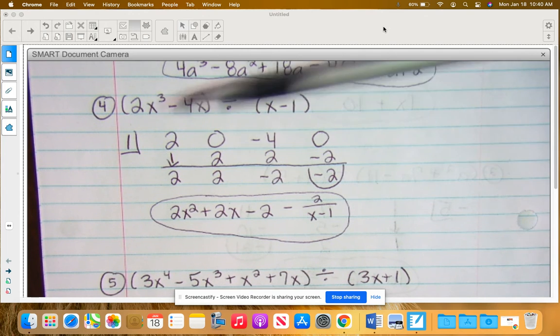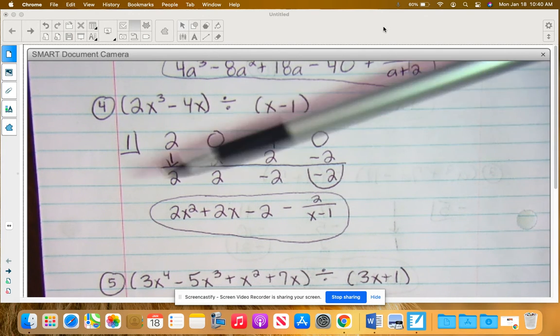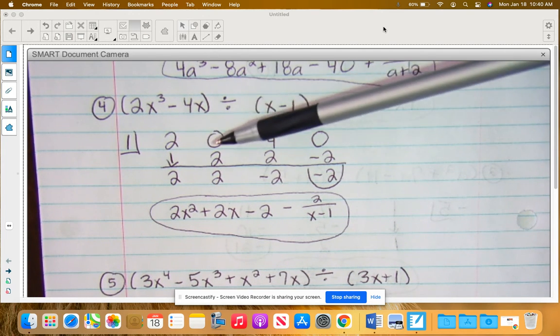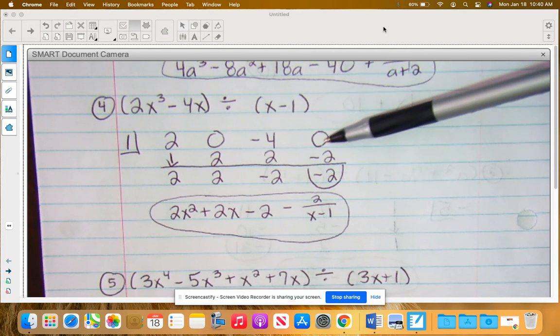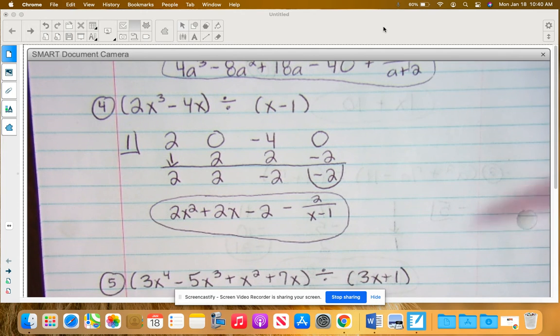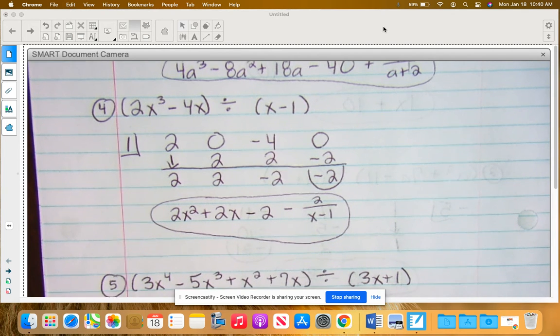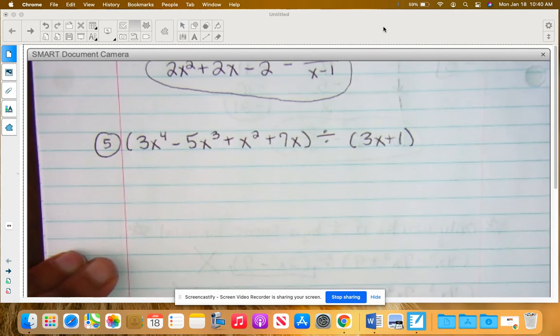1 goes in the box. You line up your coefficients. This is x to the third, placeholder for x squared, x to the first power, and a placeholder for a regular number. From here, you multiply, add, multiply, add, multiply, add. And you write your remainder, if you have one, over your divisor. All right, last one, number 5.